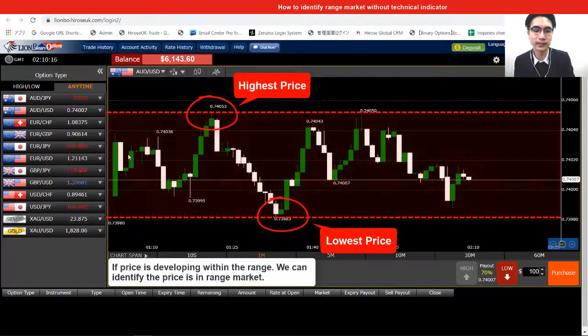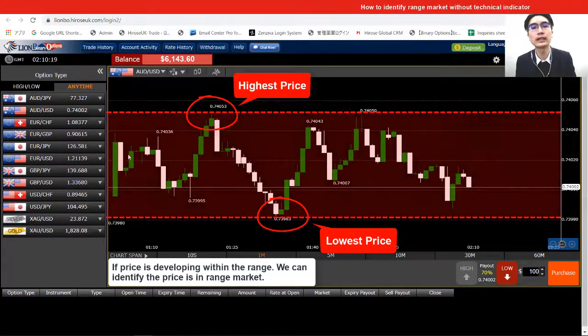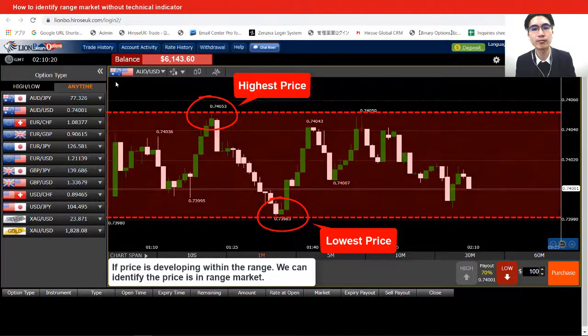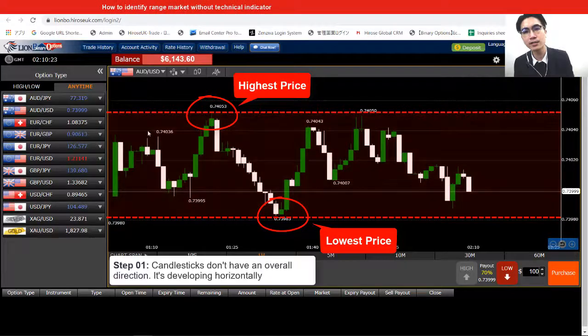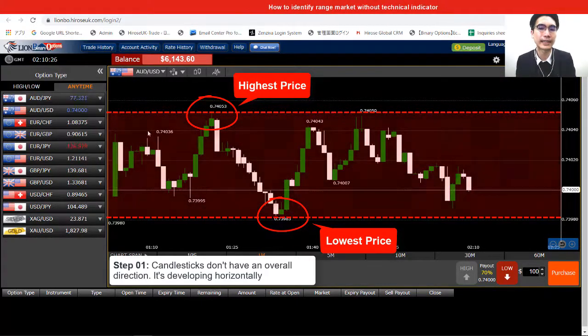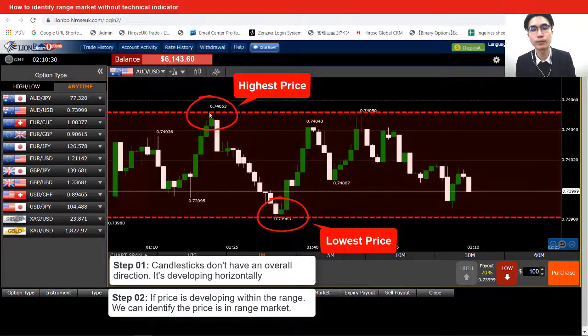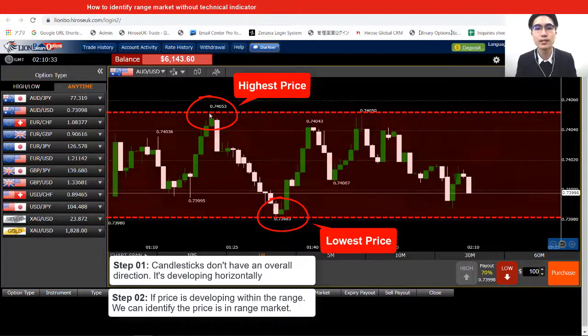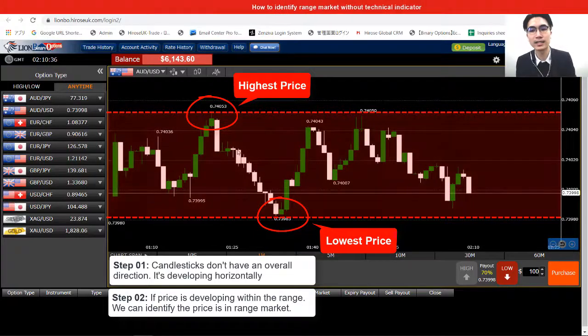So as long as the price is moving within this box, then we will know that the price is in a range market rather than a trend market. Two things to look at here. First, at the candlestick, we see that there is no particular direction in the candlestick movement. And second, we put two lines in the chart, and as long as the price is moving within the range, then we know that the price is in a range market. Now we know that the price is in a range market.